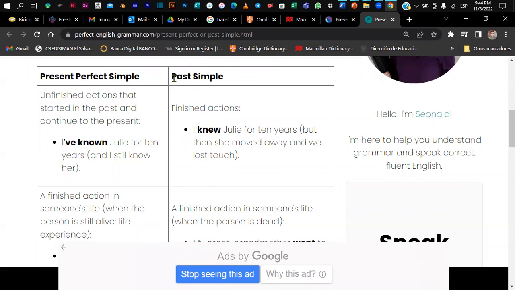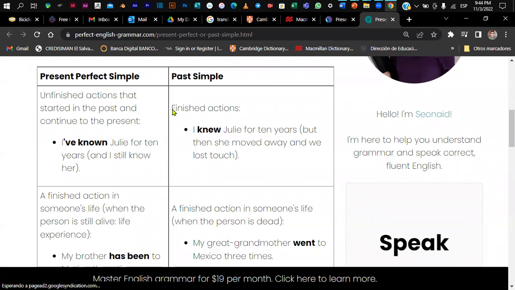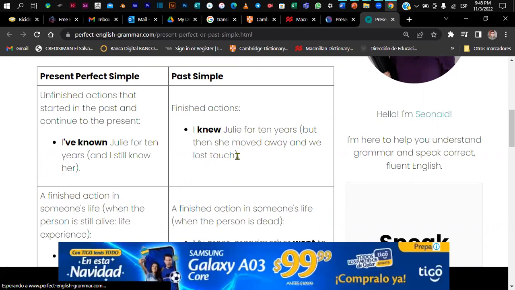And in the past simple, Elena, past simple, that is for? Finished actions. I knew Julie for 10 years, but then she moved away and we lost touch. Okay, nice. I knew Julie for 10 years. I knew. What is I knew? What's conocí. I knew? Okay. No more relationship. The relationship or the friendship was done. La amistad, done, finished. I knew Julie for 10 years, and that means, but then she moved away, and we lost touch. We lost communication. We lost touch.